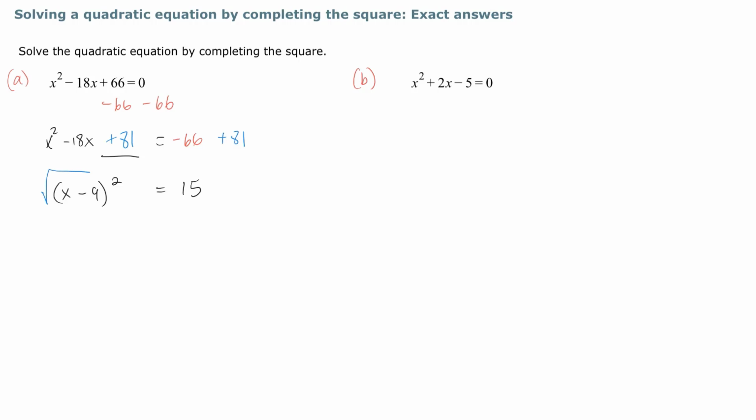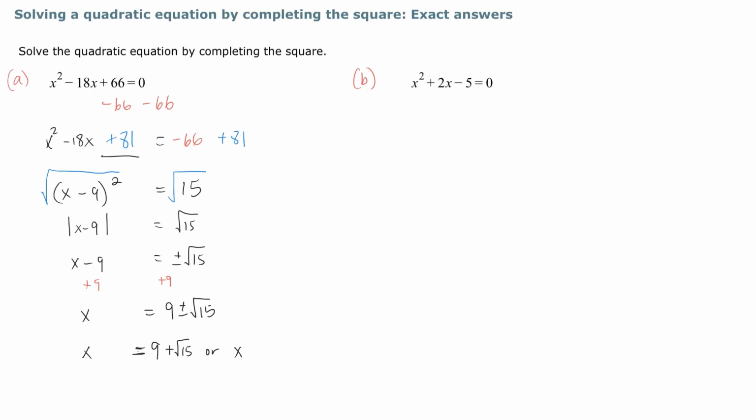Now, we know how to solve these equations. Use the square root principle. Now we have the absolute value of x minus 9 is equal to the square root of 15. How do we solve absolute value equations? The next line, you will write x minus 9 is equal to plus or minus the square root of 15. And then finally, add 9 to both sides of the equation, and we write x is equal to 9 plus or minus the square root of 15. So x is equal to 9 plus root 15, or x is equal to 9 minus root 15.